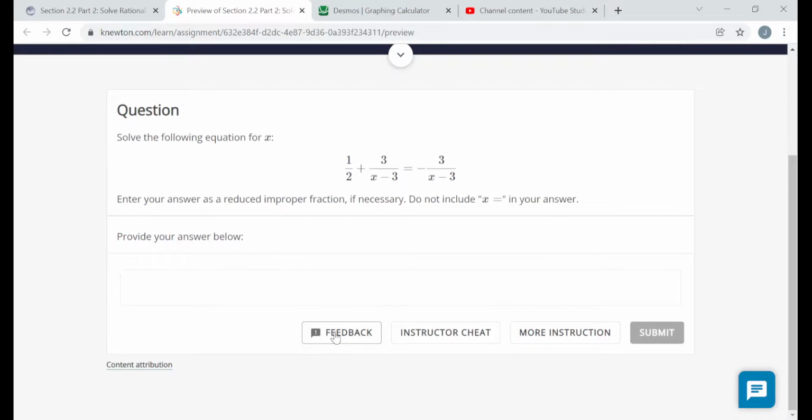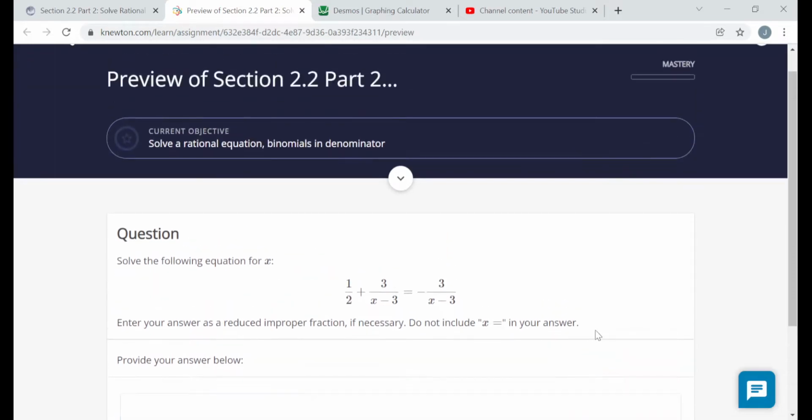And at the bottom of every question, you should see a few buttons. There's the feedback button, where if you see a typo in the question or something's wrong with the answer, you can send feedback to Knewton and hopefully they address it and fix things. You will not see this instructor cheat button, right? This is for me only. And you will see a more instruction button, which you can click on if you're struggling with a particular objective or a question. It'll take you to some reading or some videos or both related to that objective, and then you'll be given some questions related to that instruction, and you can get through the assignment that way if you wish.